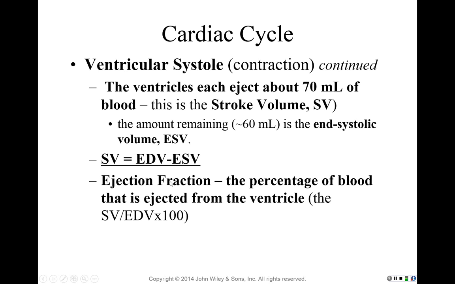Another term you need to know and another calculation you need to be able to do is the ejection fraction. That's the percentage of blood that's ejected. So it's using the same numbers, but instead of giving us a volume, it gives us a percentage. For that one, you take the stroke volume and divide it by whatever EDV was, times 100. We'll do one of these calculations in just a minute.